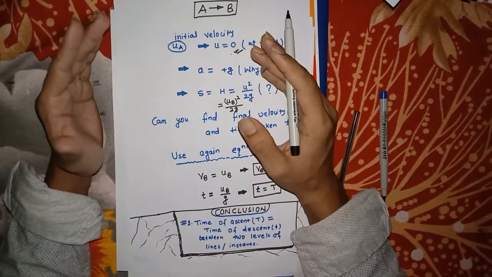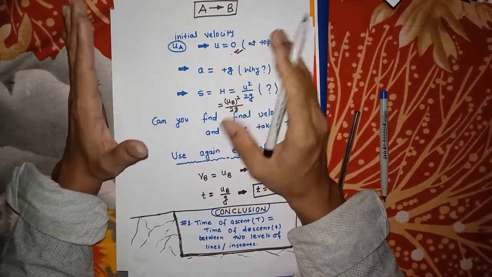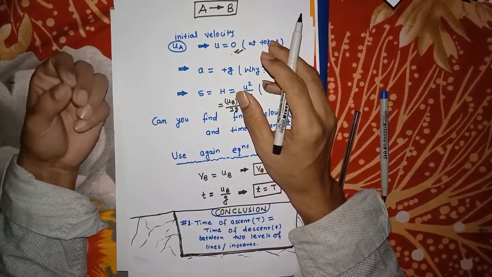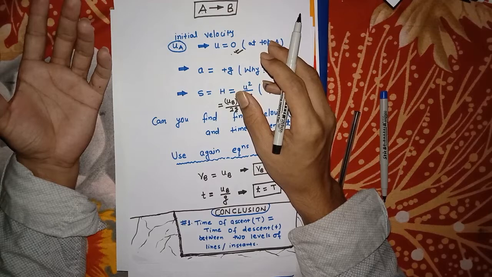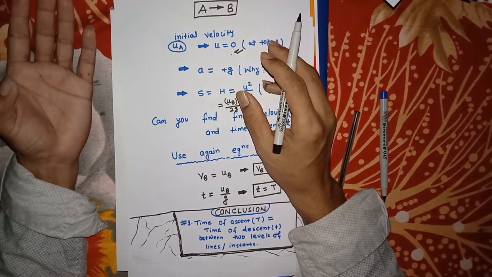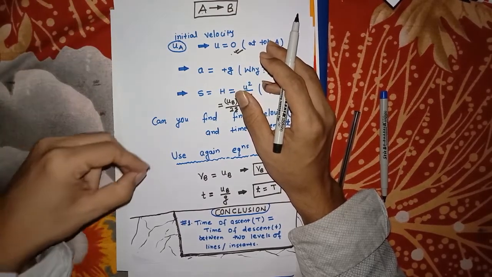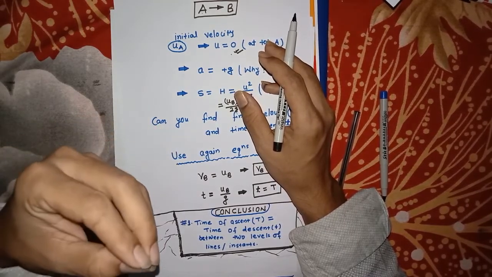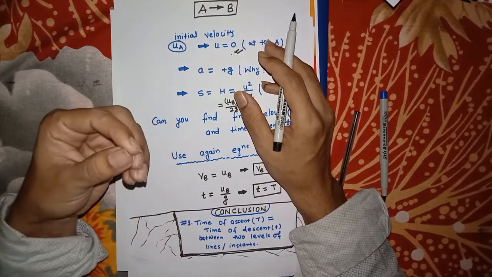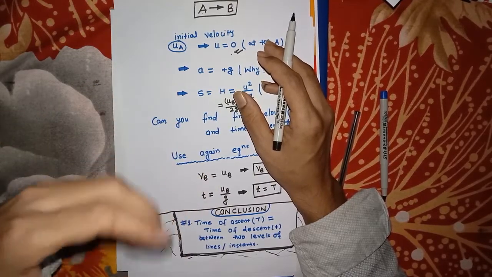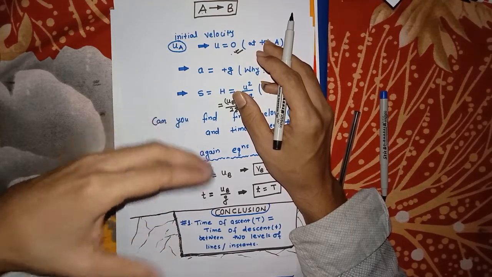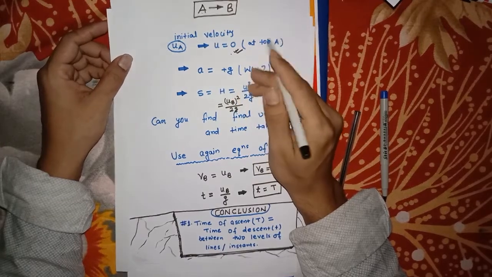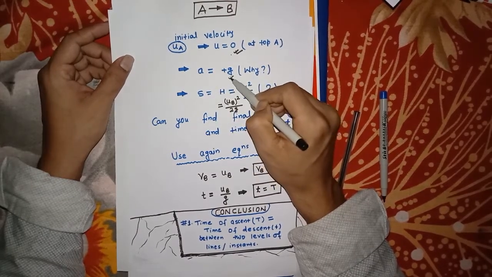I have already told you the acceleration is always the same at every instant, because it depends on the earth's gravitational field. So it is g at every point of time, and the direction is fixed toward the center of the earth. But when the ball goes up, it becomes retardation, it decreases the speed. When the ball goes down, its speed increases because it gives acceleration, a positive value of acceleration. That means a is equal to plus g.